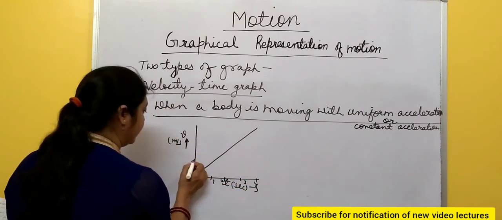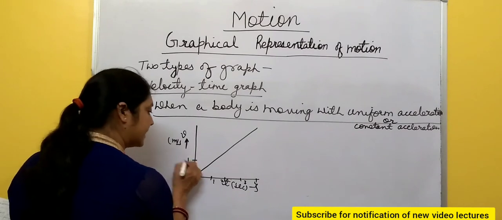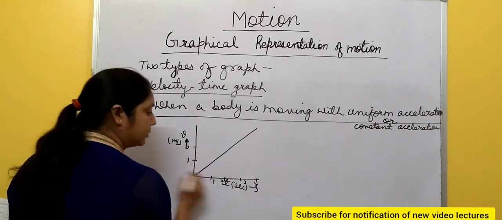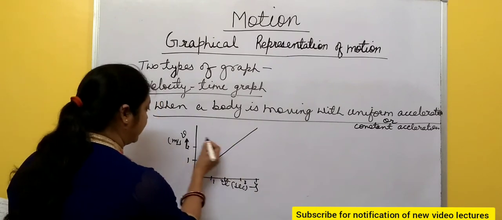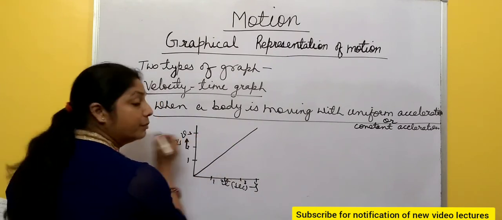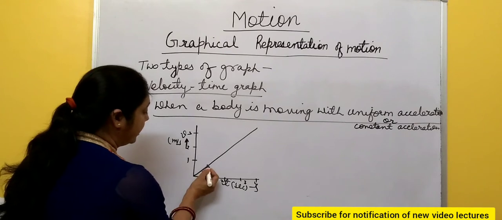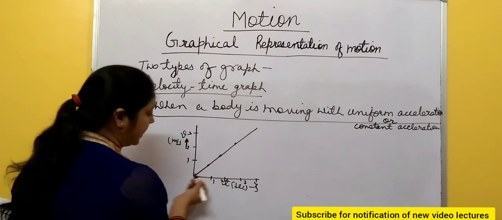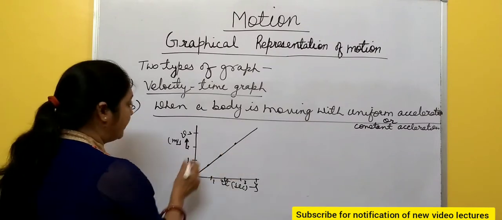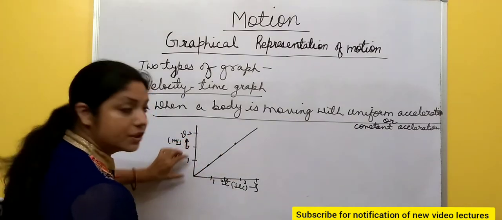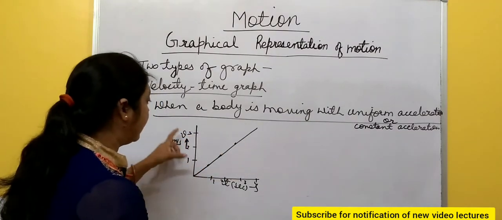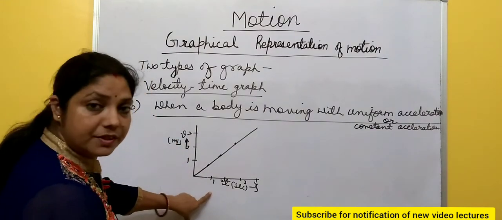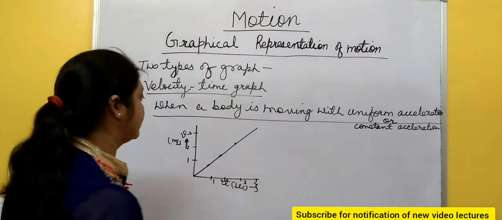Suppose at 1 second, velocity is 1 meter per second. Again in the next 1 second, velocity is 2 meter per second. Again in 1 second, velocity is 3 meter per second. Velocity increases with time, right? At different times, velocity increases, but the change in velocity is always constant. And this change in velocity is constant with time. It gives what? Constant acceleration.